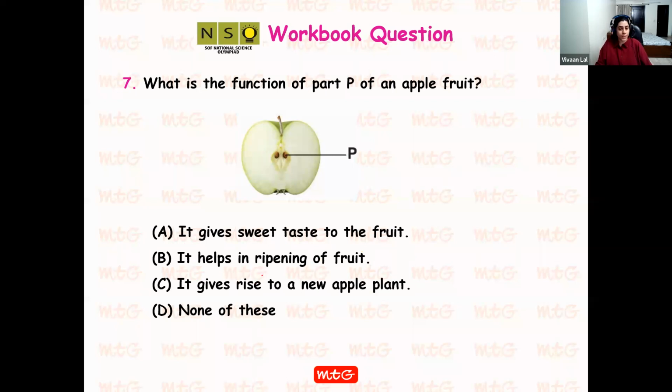It gives in ripening of the fruit, and C, it gives rise to a new apple plant. So what do you think is the function of part P? What is part P here? C. It's a seed. Absolutely correct. And what is the function of a seed, beta? It gives rise to a new apple plant. Absolutely correct. Good job. Thank you. The correct answer is that the seed will give rise to a new apple plant.